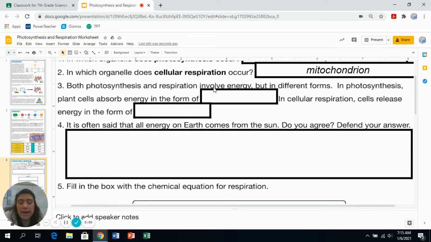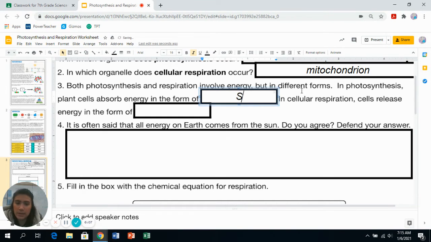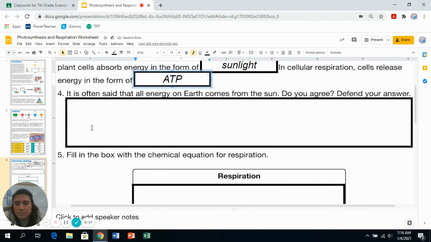Both photosynthesis and respiration involve energy, but in different forms. In photosynthesis, cells absorb energy in the form of sunlight. In cellular respiration, we release energy in the form of ATP, which has a longer name, but I'm not gonna expect you to do that.